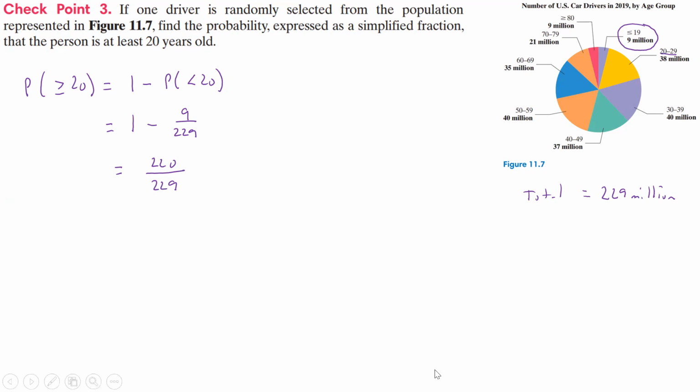And again, that would be the lowest form it would reduce to. And I would keep it as the fraction because it says expressed as a simplified fraction. Okay, so let's stop there and we'll come back for some more.